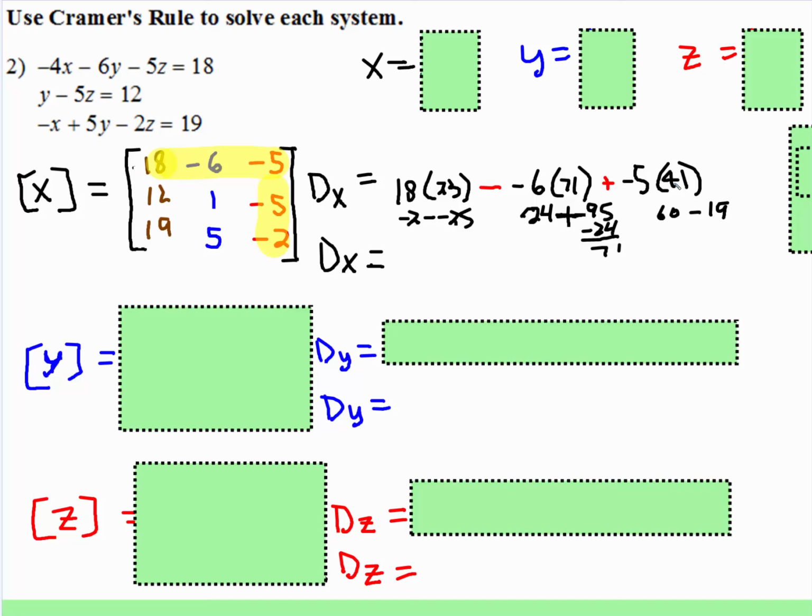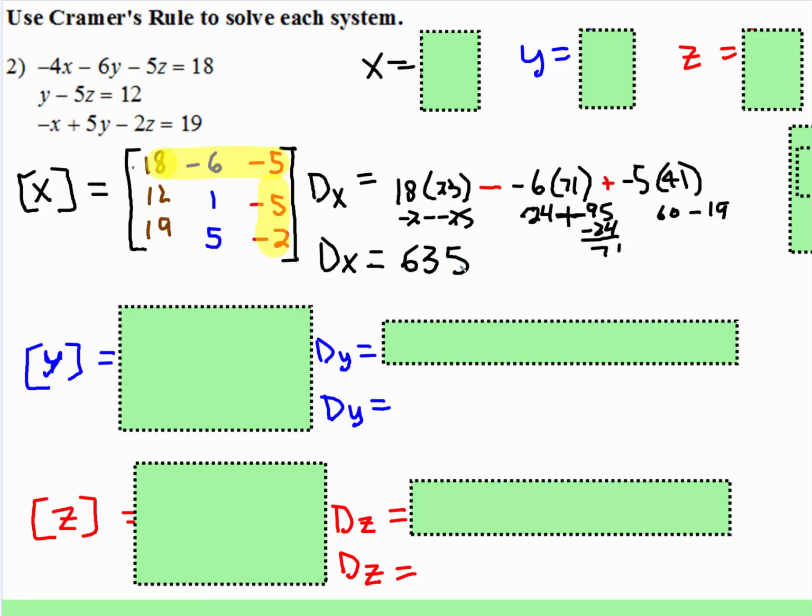So I'm just going to, in the calculator, type in 18 parentheses 23. Subtract a negative is like adding a positive. So plus 6 parentheses 71 parentheses. And then negative times a positive is negative. So I'm going to put subtract 5 parentheses 41 parentheses. I'm going to hit enter, and right there, the dx, the determinant of the x matrix, is 635.